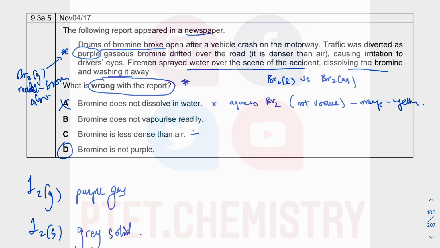But bromine is more dense than air. If you compare the molecular mass of bromine, it is so much greater than the molecular mass of nitrogen or the molecular mass of oxygen, both of which make up the majority of air. The composition of air, you learn it in O level or GCSE, yeah? So bromine is a liquid at room temperature and pressure, but it doesn't mean that it has a very high boiling point. Yeah, so the boiling point is reasonably low enough for it to vaporize given enough heat.